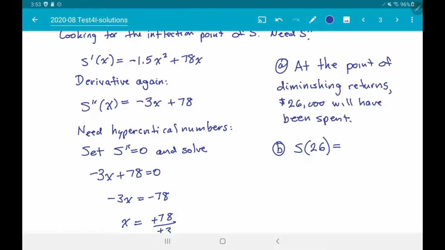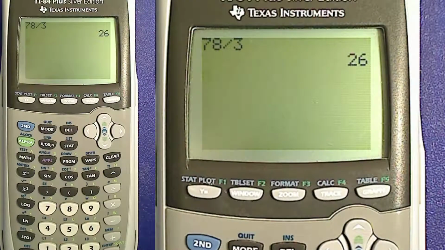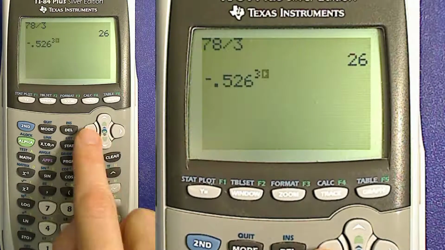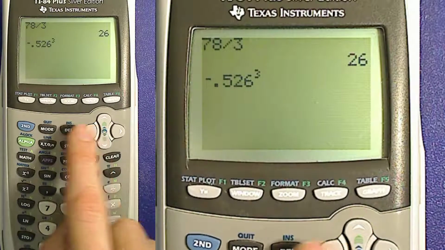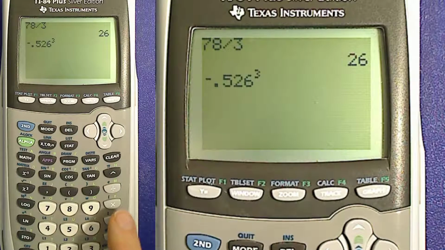Okay. Let's calculate this. I'll show you 2 or 3 different ways to do this. So one is to just type it directly. So negative 0.5 times 26 to the power 3. Oops, I left out my times. So let me do second insert and put in times.